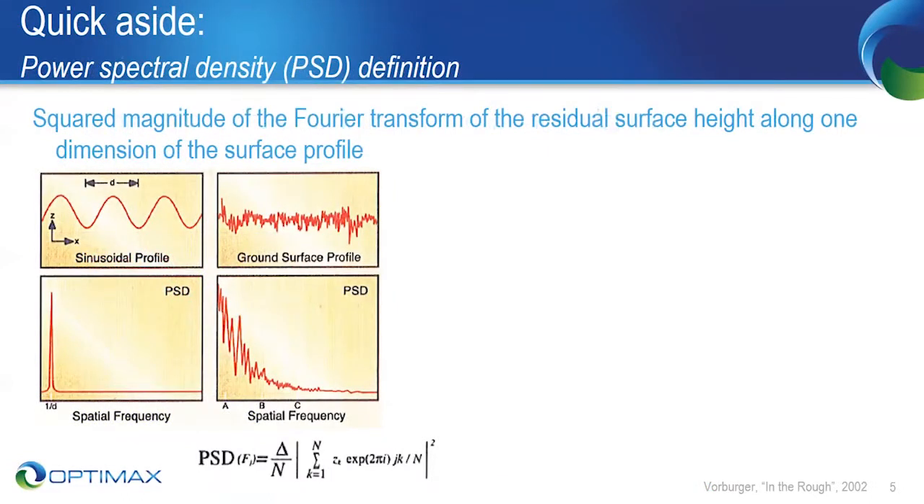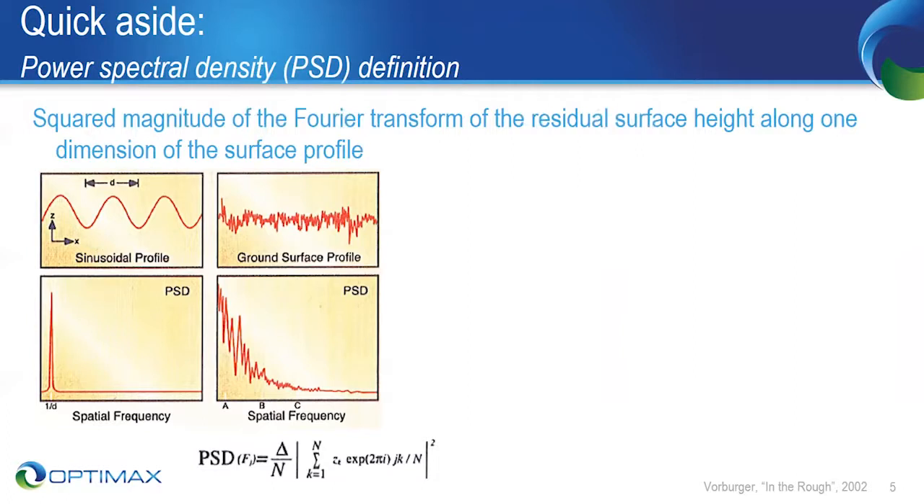Before we get a little bit farther, I want to talk about one other definition, and it's the power spectral density, or PSD, definition. This is the squared magnitude of the Fourier transform of the residual surface height along one dimension of the surface profile. If you take a simplified example, we can use a sinusoidal profile, so a sine wave. If you take the PSD of the sine wave, you're going to get a spike at 1/d, where d is the distance from peak to peak for your sinusoidal profile.